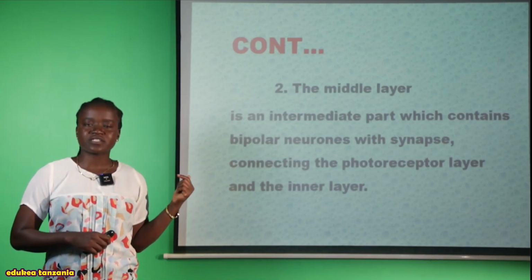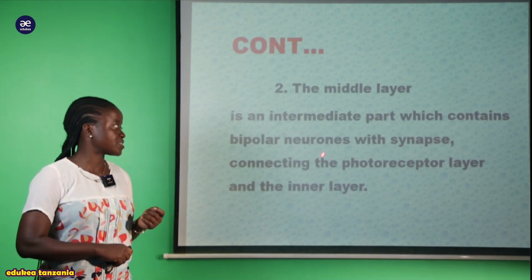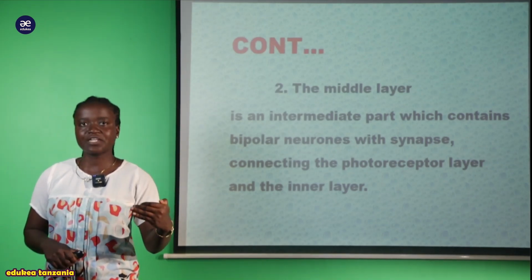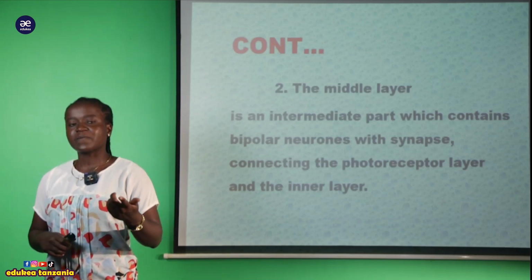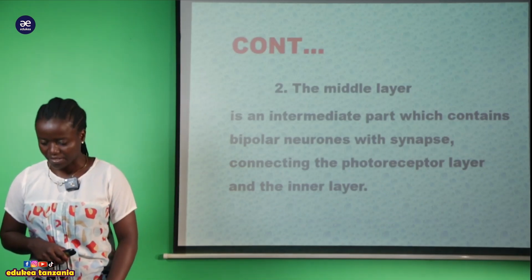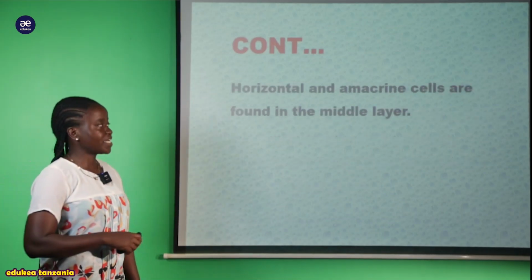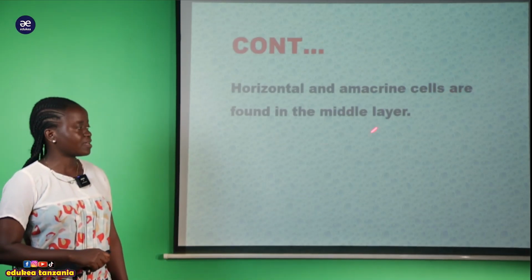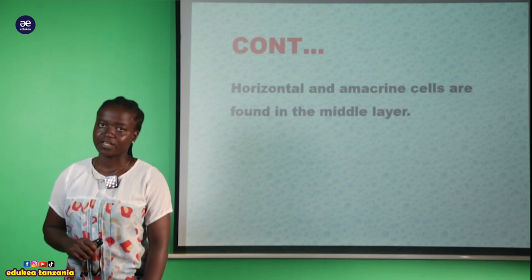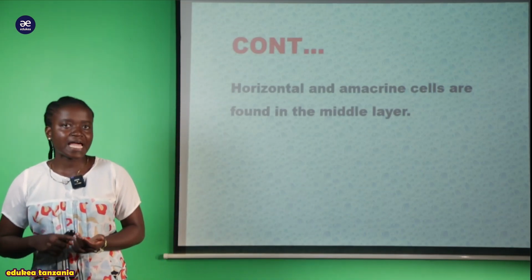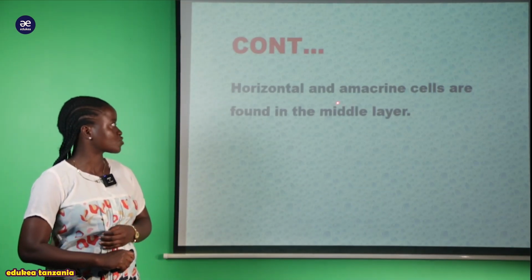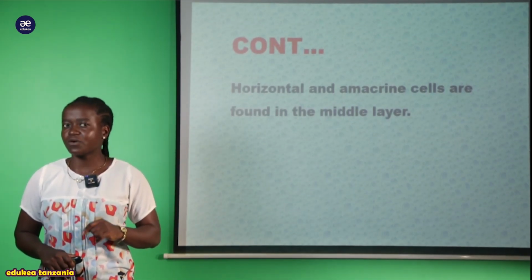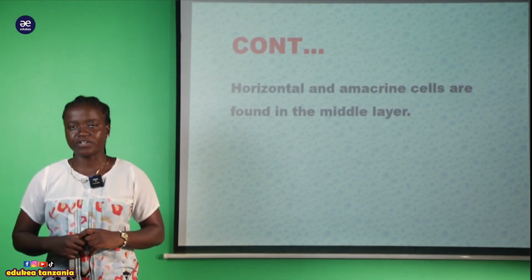So here is where there is connection. That's why we have this synapse. We know that the synapse acts as a junction between one neuron and another neuron for propagation of the nerve impulse. Also, we can say that horizontal and amacrine cells are found in the middle layer of the retina. So amacrine cells, together with the horizontal cells, are found within this structure which is called the middle layer of the retina.